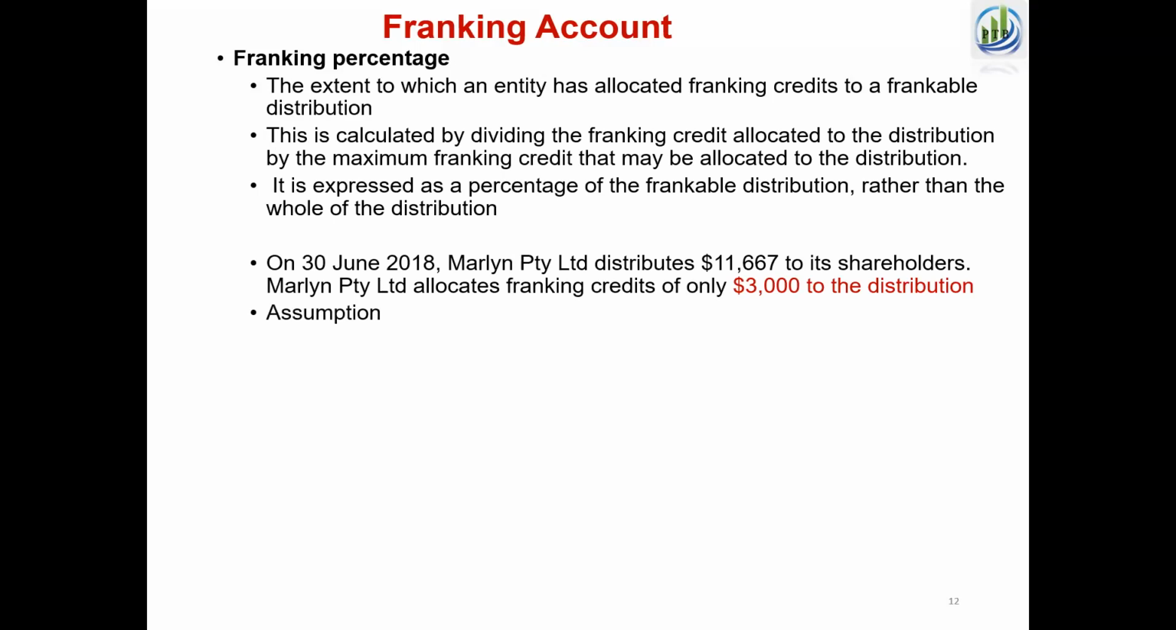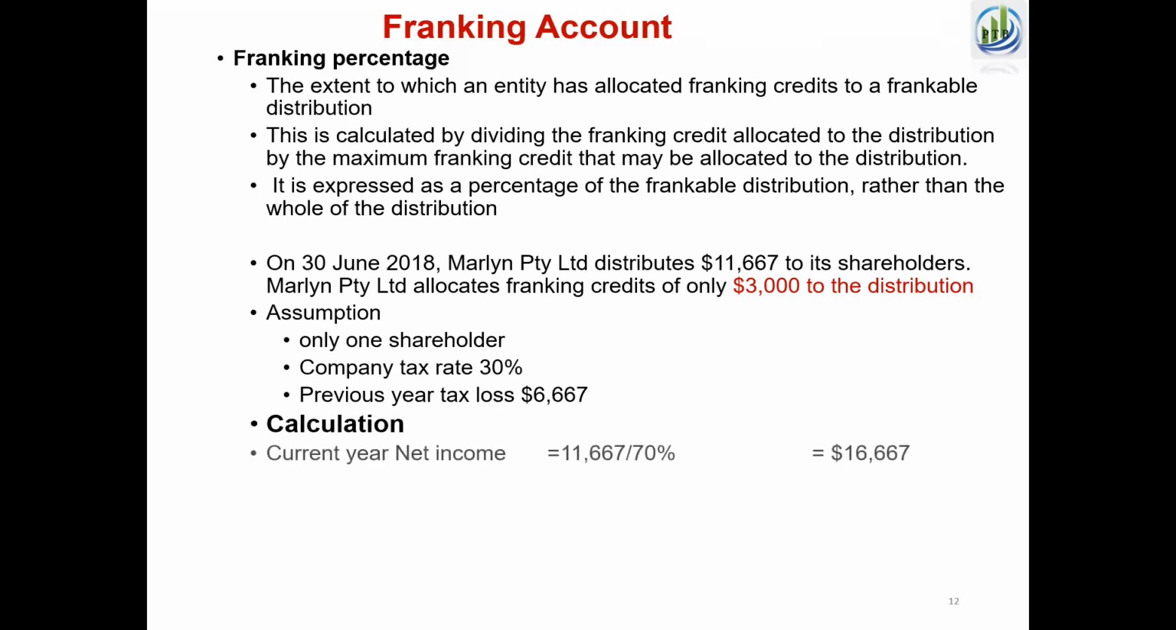Assume you have a company, and the total amount distributed to you is $11,667, right? Assume that you are the one shareholder, the company pays 30% tax, and you have a previous year tax loss of 6,667. Okay, that's the assumption, to understand what that percentage is. So when you are doing the tax return, remember when we were in week 3 or so, when we talked about the franking credit, we said that whatever net amount you received, you're going to recalculate your net income and report to the ATO.